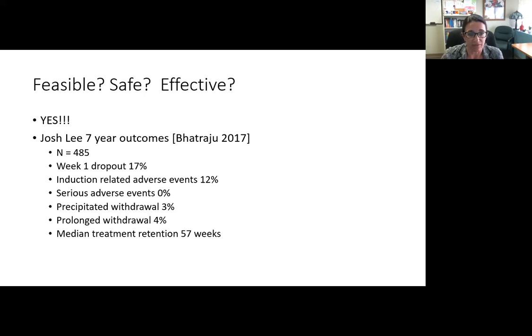But you can see here, without reading all of the lines through, that it has good results with low risk of adverse events, serious adverse events at 0. Precipitated withdrawal, prolonged withdrawal were not increased when compared to starting in the clinic. And importantly, the median treatment retention at 57 weeks was also a good treatment outcome duration. That's really what we want to see, that people are staying in treatment.